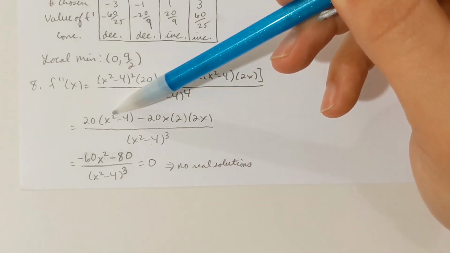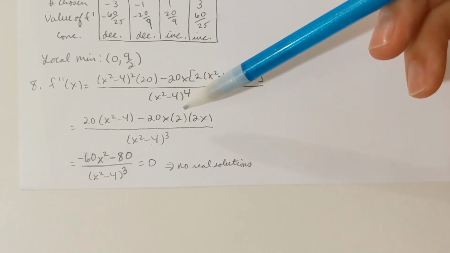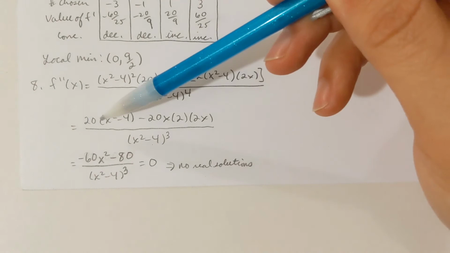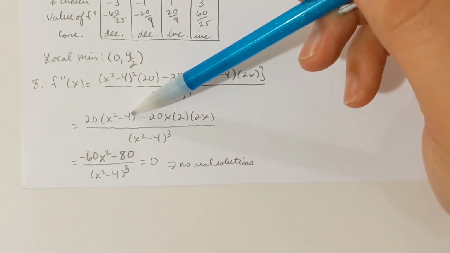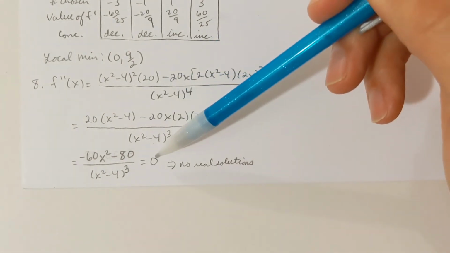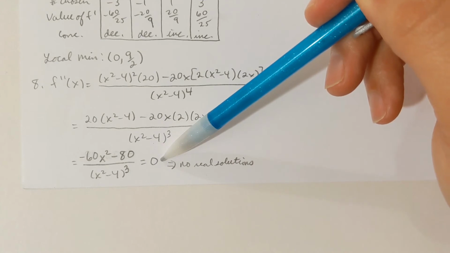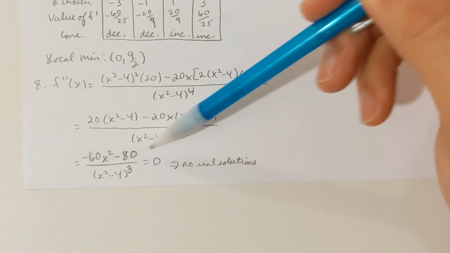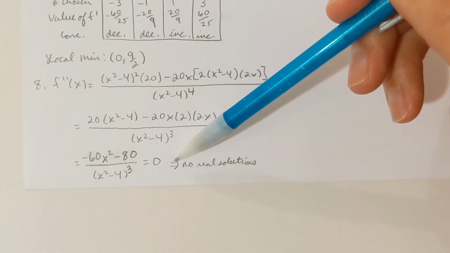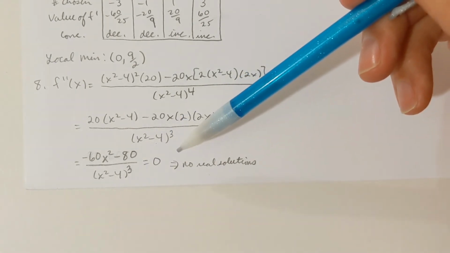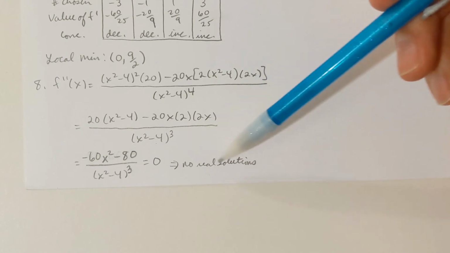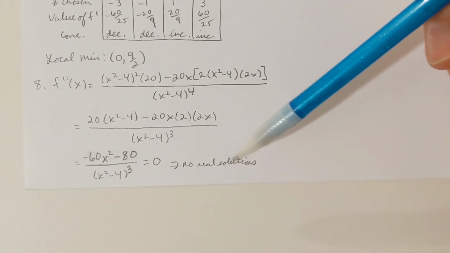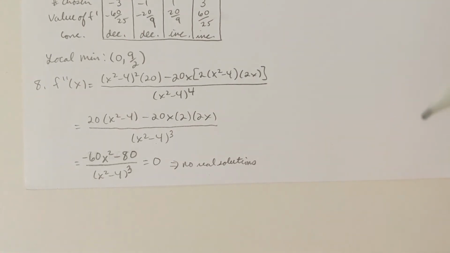20x squared minus 80x squared would be negative 60x squared, and then I've also got minus 80. When you set that equal to 0 and solve, multiply both sides by the denominator to clear out the fraction, and if you add 80 and divide by negative 60, you'd have x squared equal 80 over negative 60. There's going to be no real solutions to that equation. There'd be imaginary solutions, which we don't care about when we sketch this graph.